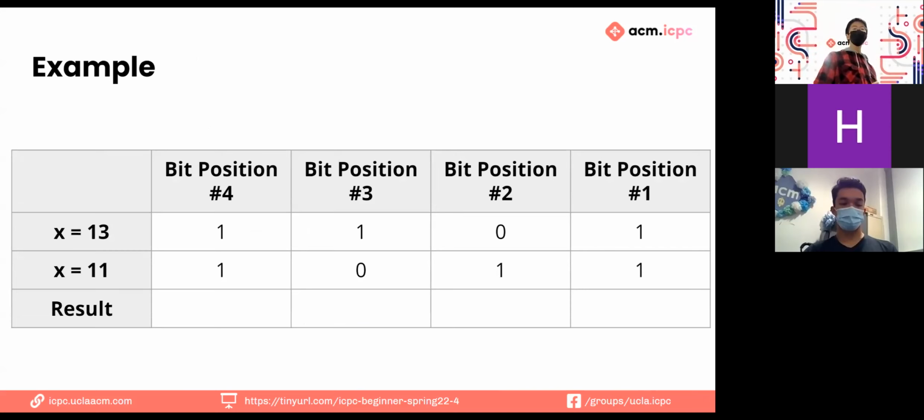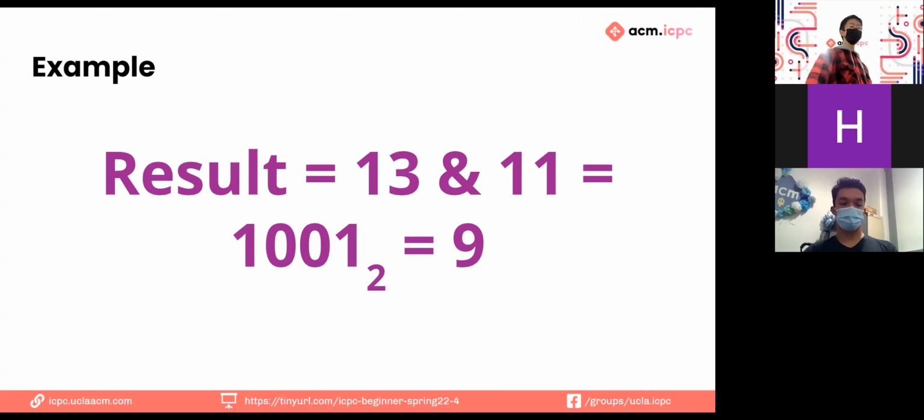Notice that the bit position is numbered from right to left. This is just convention. But the most significant bit is still on the left. Now, if we apply a bitwise AND on these two numbers, notice that starting from the left, bit position number 4, both of these two bits are 1, which means the result will be 1. And then for position 3, 1, 0, that would give us 0. 0, 1, that would give us 0, and then 1, 1 would give us a 1. So the final output of this would be 1, 0, 0, 1, which is 9.